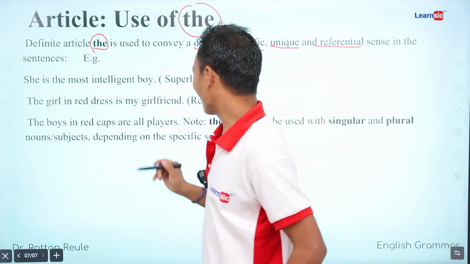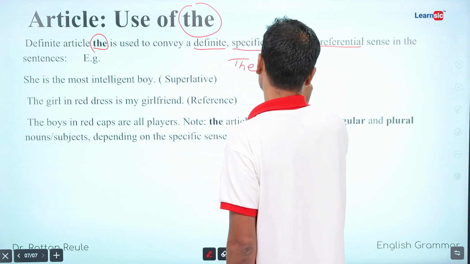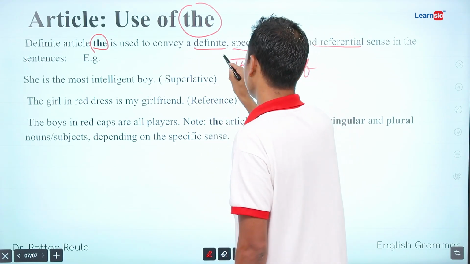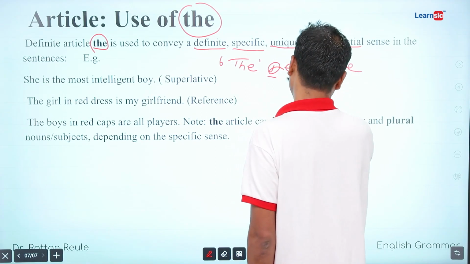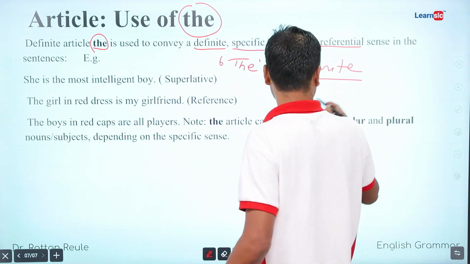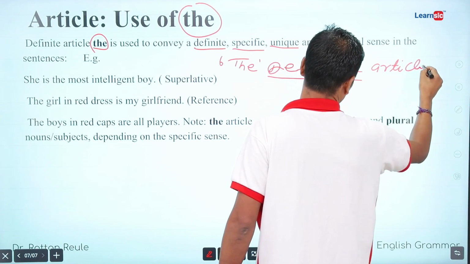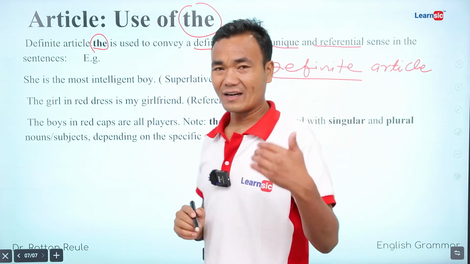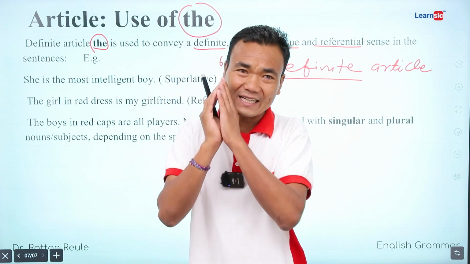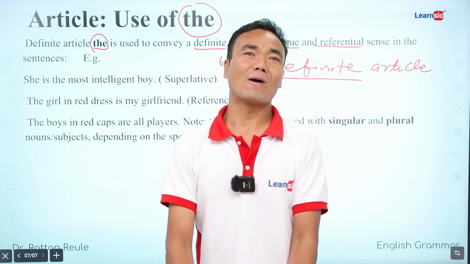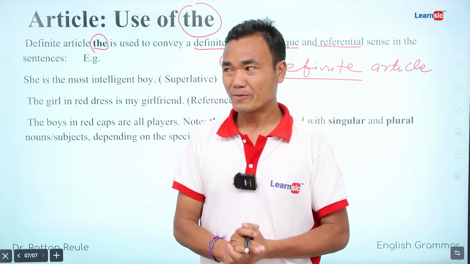First thing, we call it the definite article. The is a definite article. This is the first thing. And obviously, when it is the definite article, it is unlike and different from the articles like a or an. It is completely different from the a and an articles.